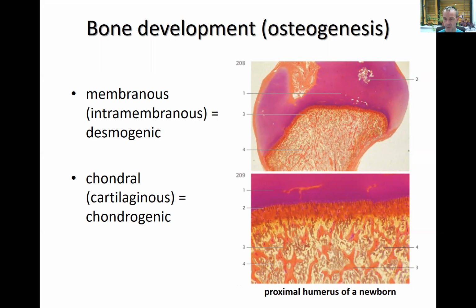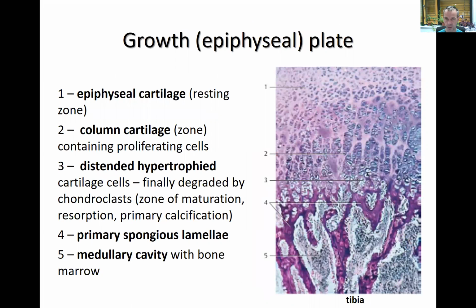And the other kind is the formation from cartilage, so it's called cartilaginous or chondral or chondrogenic development, and that happens mainly in growth plates, for example. Yeah, so here you can see figures from proximal growth plates of a newborn humerus.